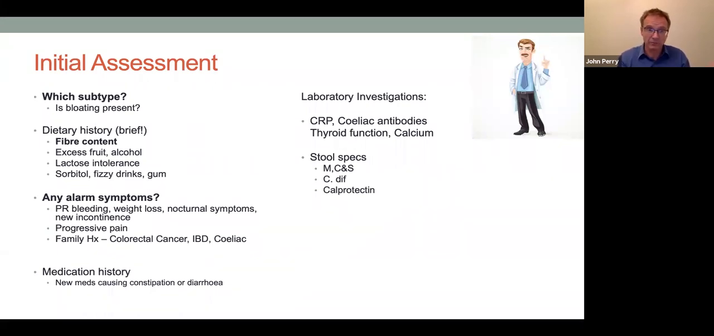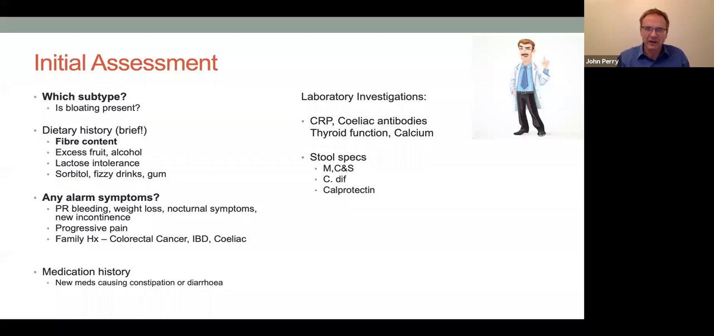And so obviously bleeding is an issue in older patients with new symptoms, nocturnal symptoms, incontinence, and progressive pain that's getting worse. Those patients need investigation. And again, the same for people with significant family history. As far as medications go, I'm interested in medications that alter the bowel, constipating, or medications that cause loose bowels.